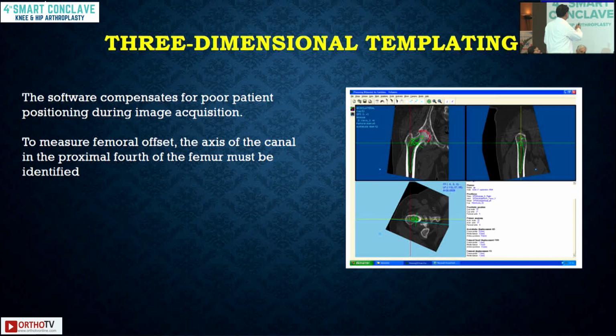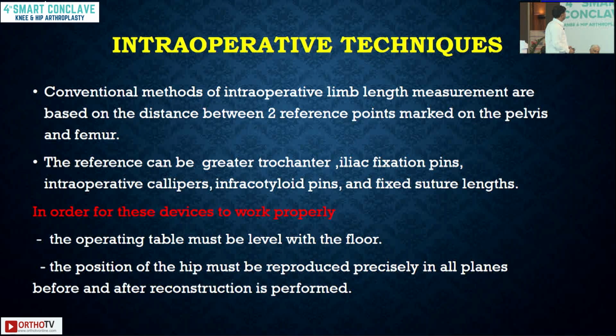So this is what was talked about, TraumaCAD, and in this you can easily make out the anteversion as well. There are different techniques intraoperatively. The conventional one is that you mark two reference points, one in the pelvis and one in the femur, and then measure the distance. It can be by a trochanteric point, iliac fixation pins, or intraoperative calipers. These are the different methods by which you can do it.